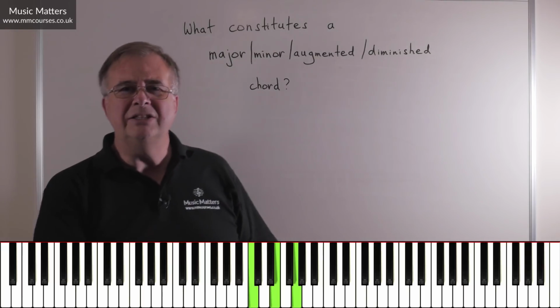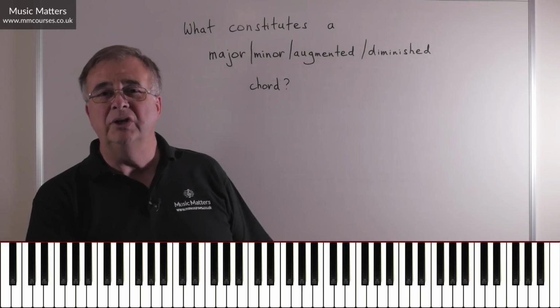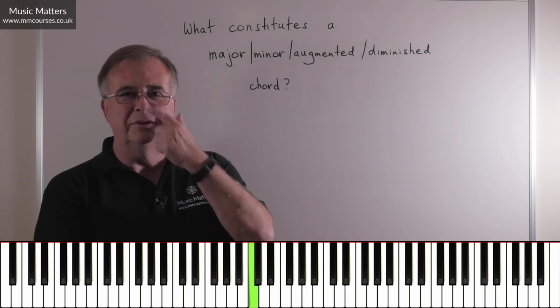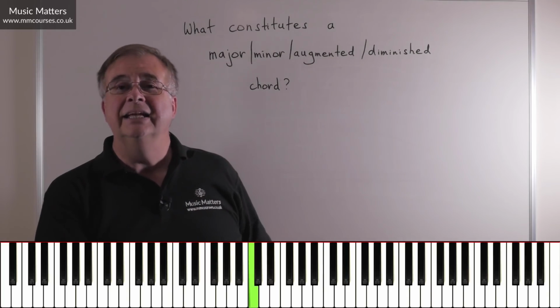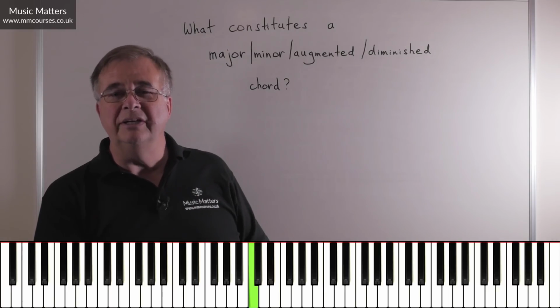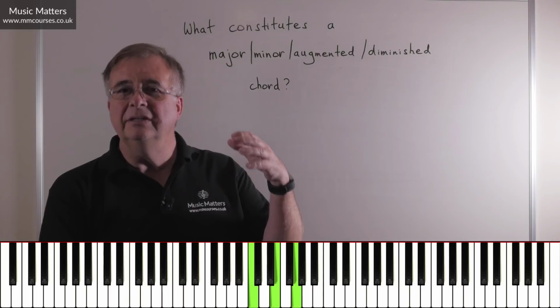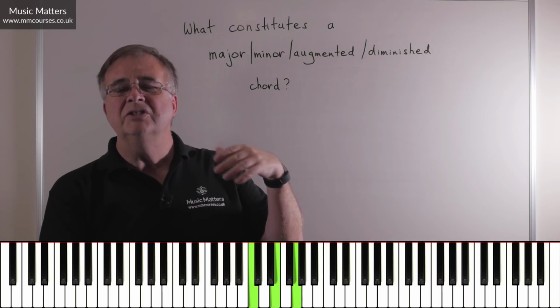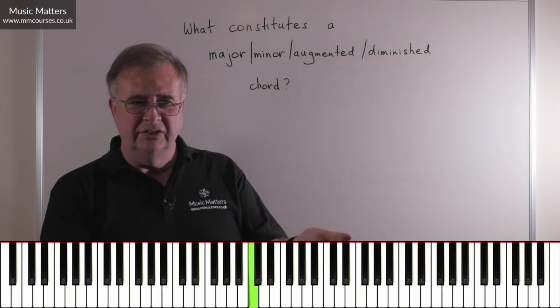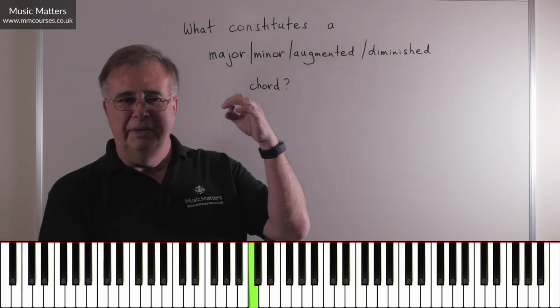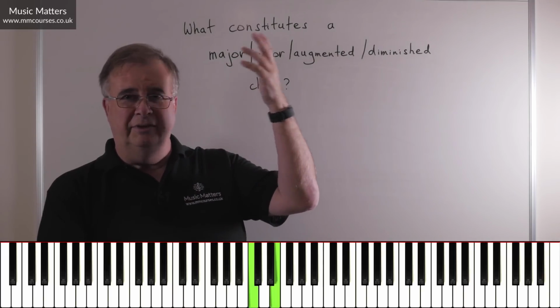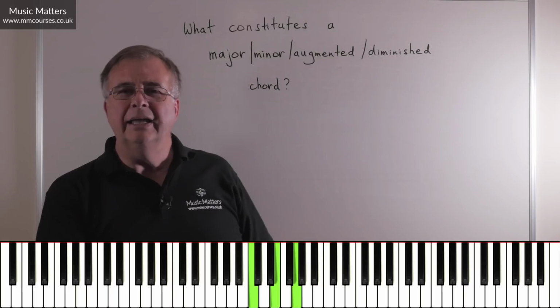Well, if you know about intervals, in a major chord you have a root, that's the bottom note of the triad, that's C in this case. You have a major third above it, which is E, and you have a perfect fifth above it, which is G. So if you know your intervals, you can think, okay, C is my starting point, put a major third above it, E, put a perfect fifth above the C, I get my G.